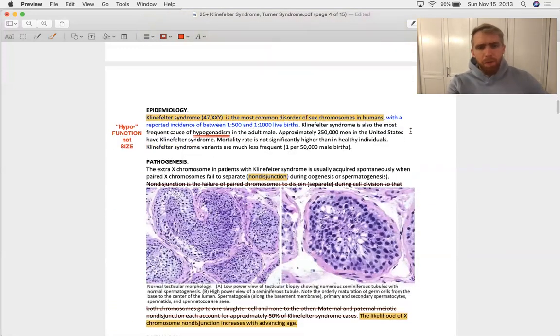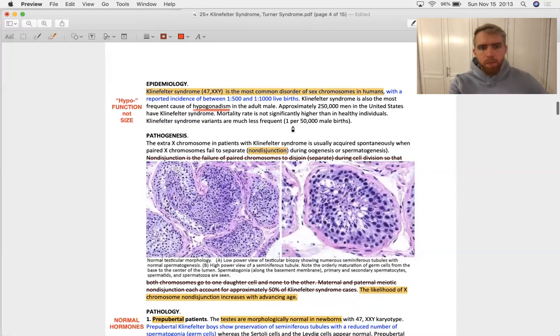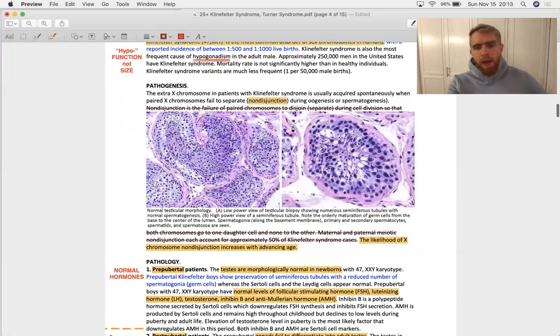So taking it from the top of this section, it's the most common disorder of sex chromosomes in humans. And it's due to nondisjunction, and I've linked a video below in the comments to a visual representation of nondisjunction if you still haven't nailed this concept down in your mind.